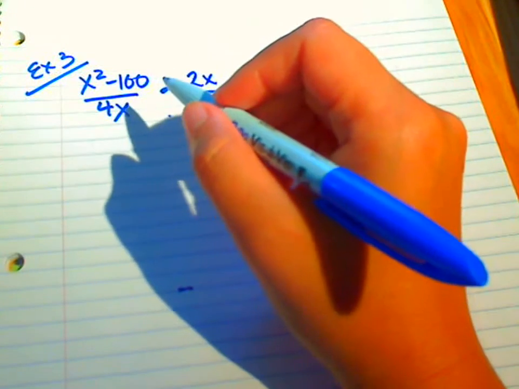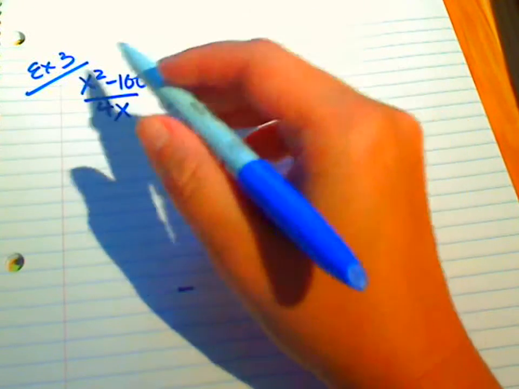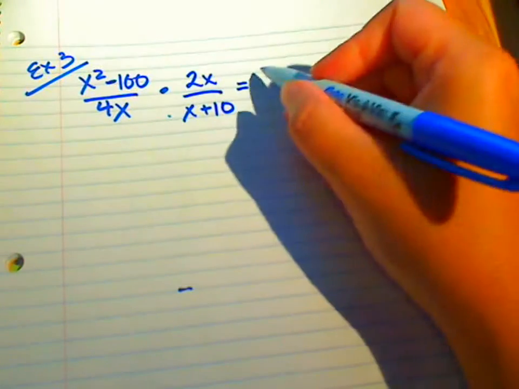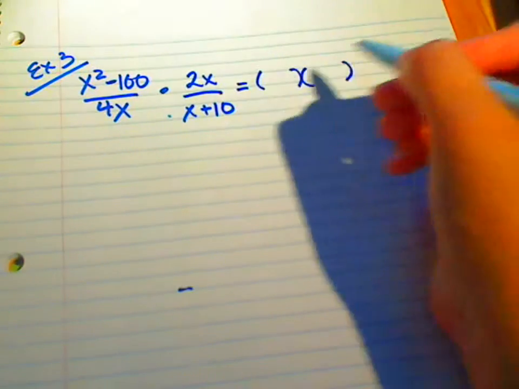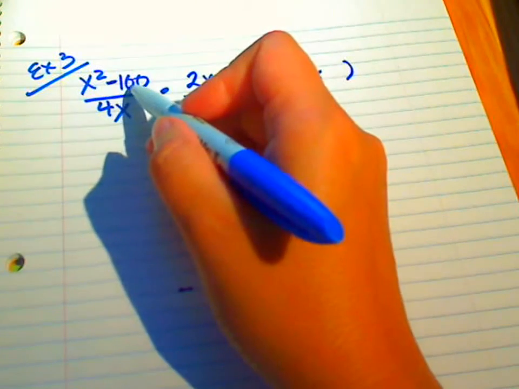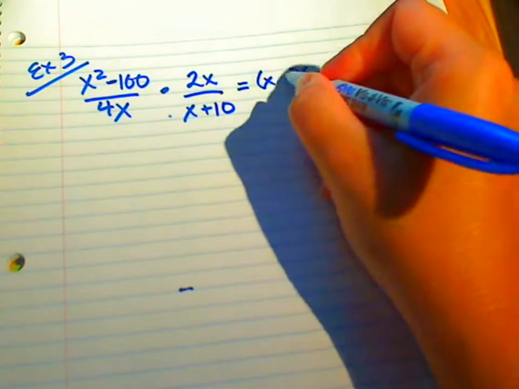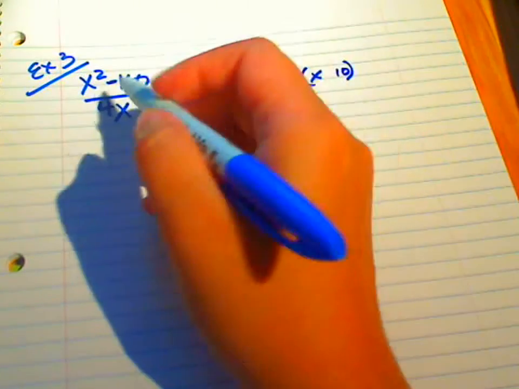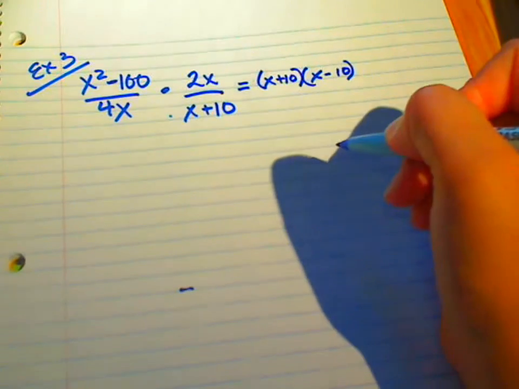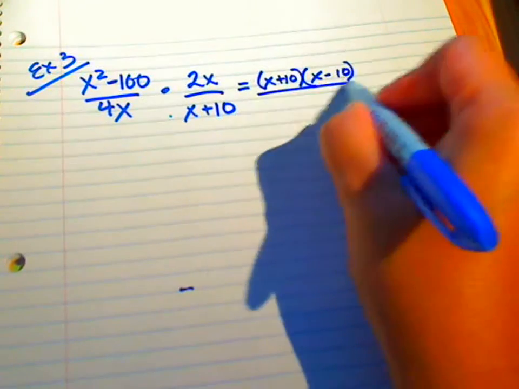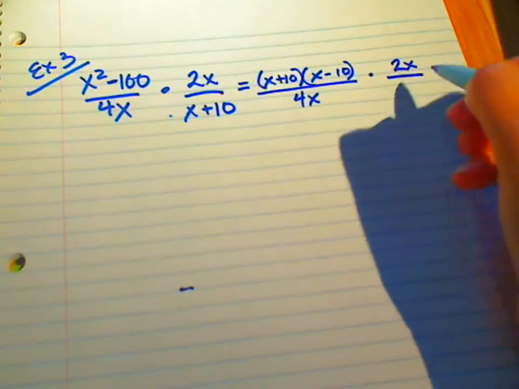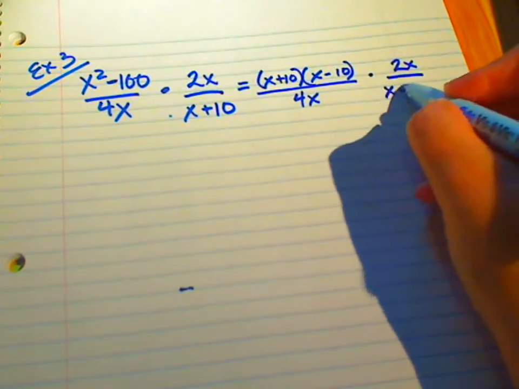Now this is very similar to example 2 I just did, where you have the difference, subtracting, of squares. These are perfect squares, which means I make two parentheses, put x and x. I want the same number to multiply to 100, so 10 and 10. But to make it negative, when I multiply, I need one positive and one negative. So I factor the top, 4x on the bottom, times 2x over x plus 10.